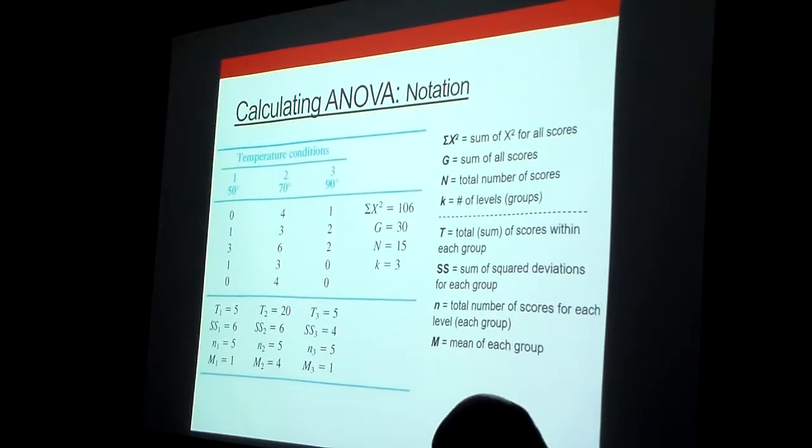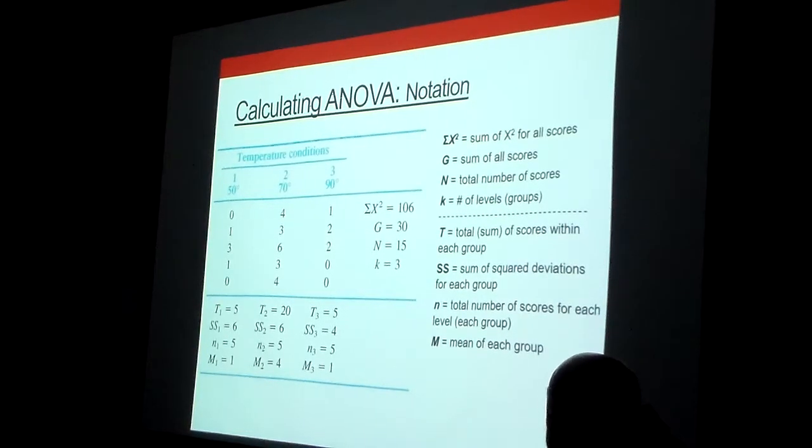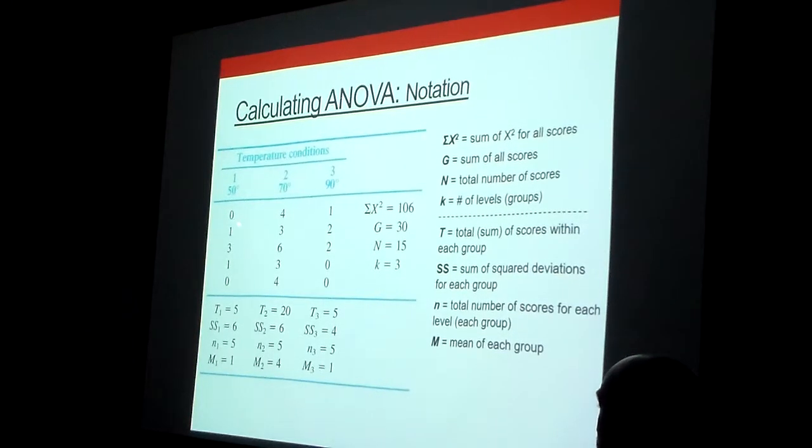So, calculating our ANOVA, and this is sort of the handout that you've got here. If we think about the sum of x squared, this is the sum of the squared values for all of our scores. So we've got the sum of x squared is 106. Basically, if we were to just square each one of these scores and add them all up, it gives us this right here. G is the sum of all scores. If we add all of these values up, we get 30. N, the total number of scores, is 15. K is the number of groups, 3 groups. People see where this is coming from?